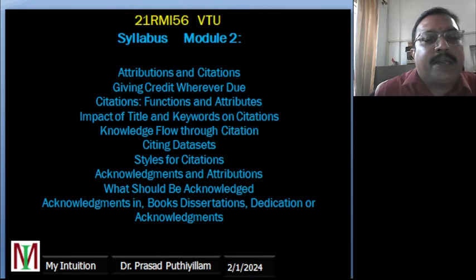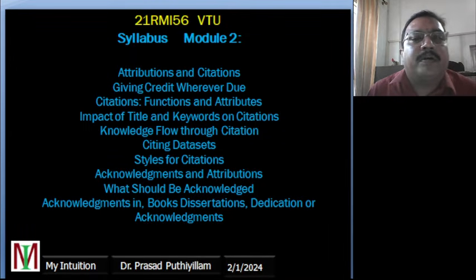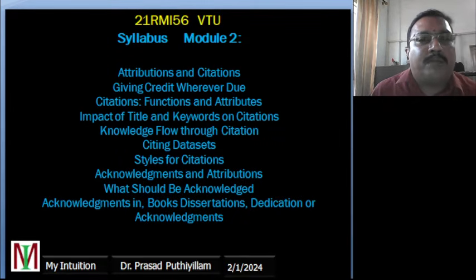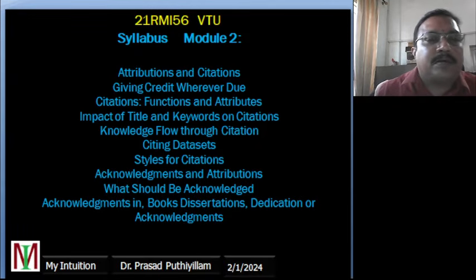The impact of title and keywords on citation, so that is to see how the title and keywords can affect how often a paper is cited, how others cite, and when we publish, how we have to make the title, what should be the keywords, how to make the keywords connecting, and all that is explained in that.